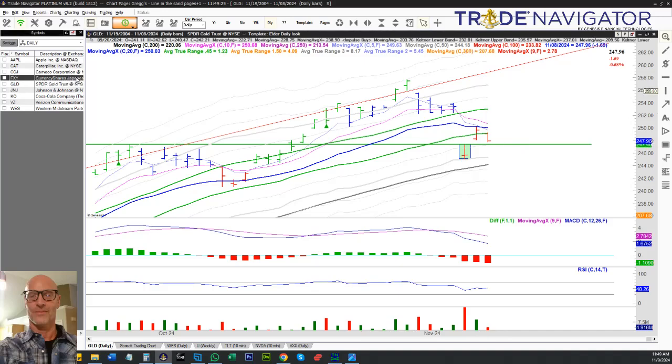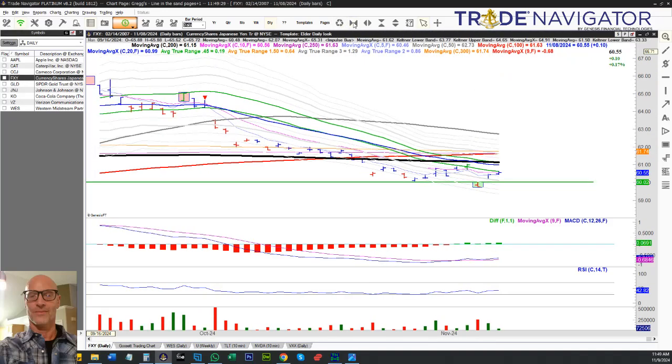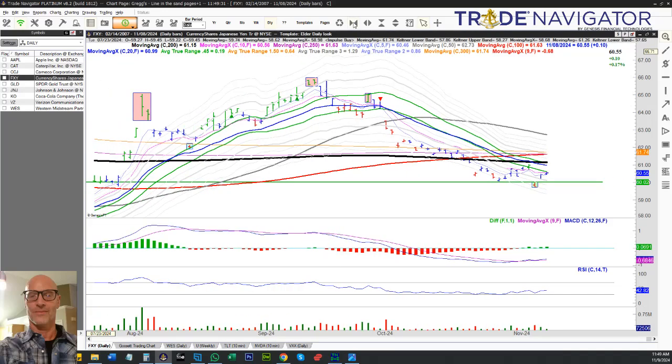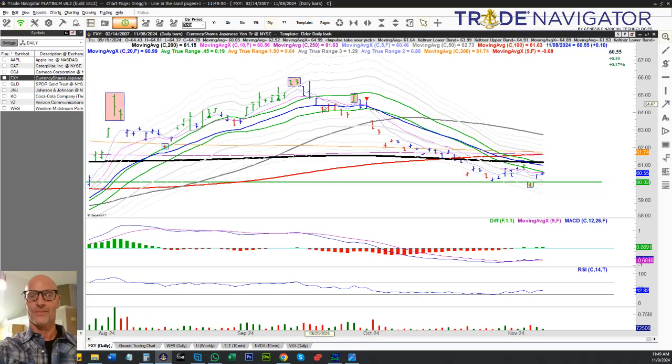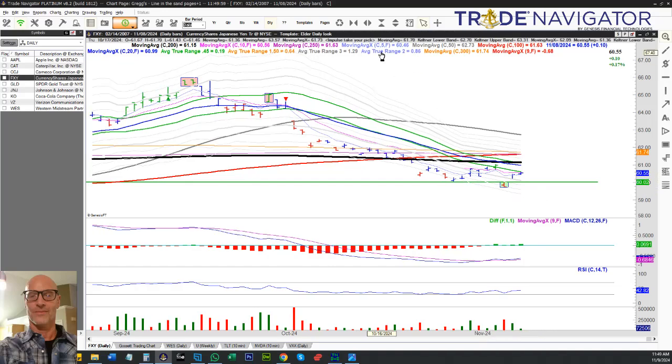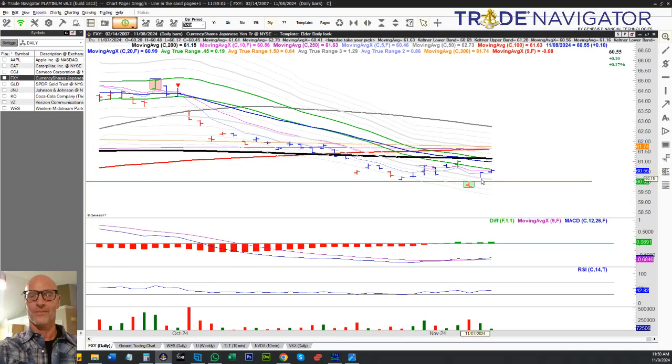I want to take you back up to Japanese yen one more time. When you look back, look at the bullish island reversal here. Did it work? It sure did. Look at the bearish island reversal. Did it work? It certainly did. Here's a bullish baby. Did it work? It certainly did. Here's a bearish island reversal. Did it work? Certainly did. Here's a bearish abandoned baby. Did it work? Certainly did. And so now we have the bullish abandoned baby. Is it going to work? I don't know. But they work more times than they don't.